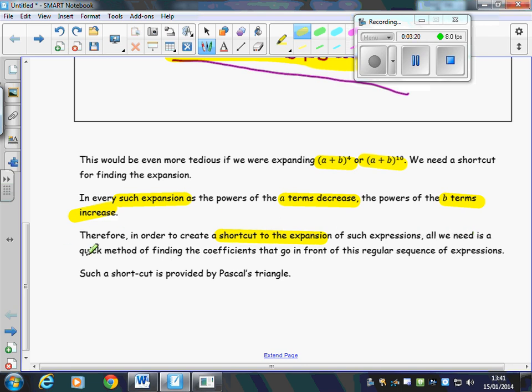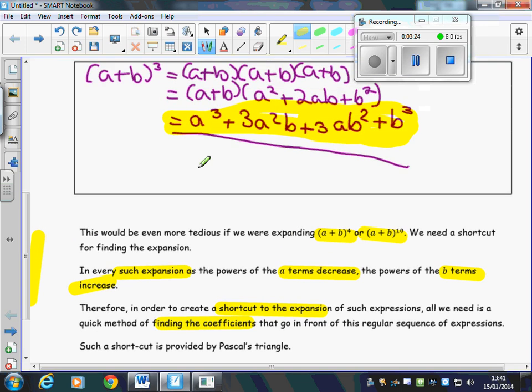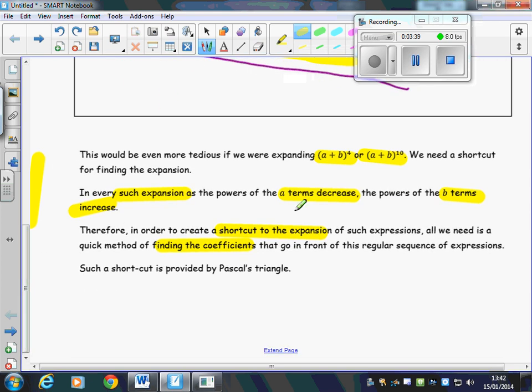All we need to do is find a quick method of finding the coefficients. The coefficients are the terms before. So here it'd be 1a cubed, 3a squared b, 3ab squared, and 1. So it's 1, 3, 3, 1 for this example. So we need to find a way of finding the coefficients for a regular sequence of expressions. This is called Pascal's triangle.